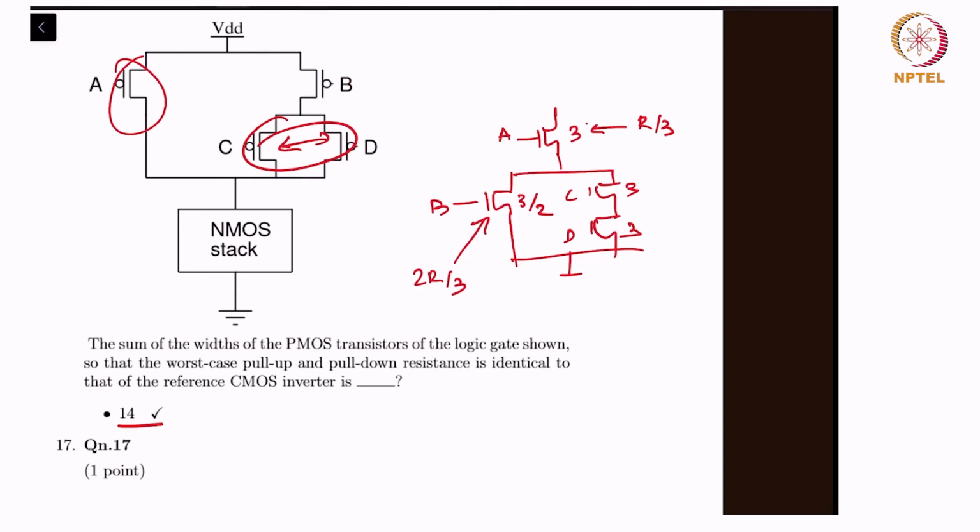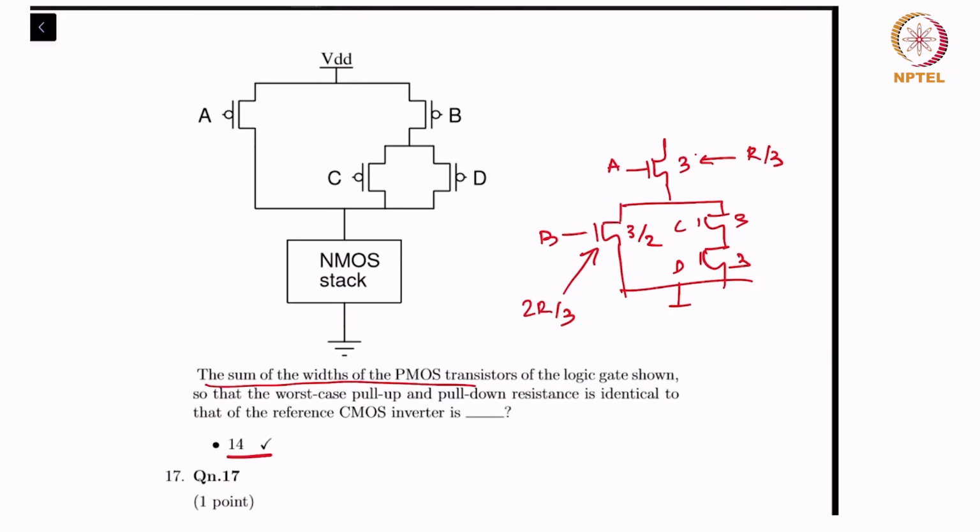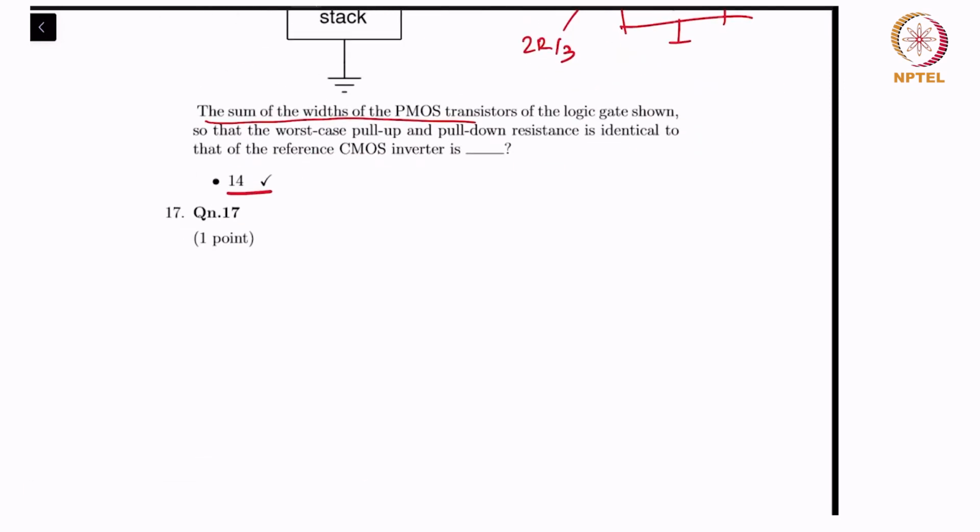So that was the N stack, but the question asks us to find the sum of the widths of the PMOS transistors, right? So that the worst case pull up and pull down resistance is identical. We can do similar sizing. Actually over here there's no question of sizing ambiguity. So it's just 2 here, and these are just 4 stacks or 2 stacks, so that becomes 4, 4 and 4. So 4 3s are 12 plus 2, 14, right? So the answer is 14.